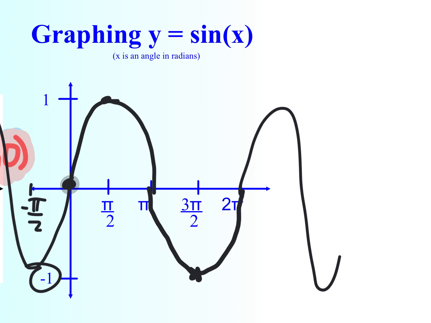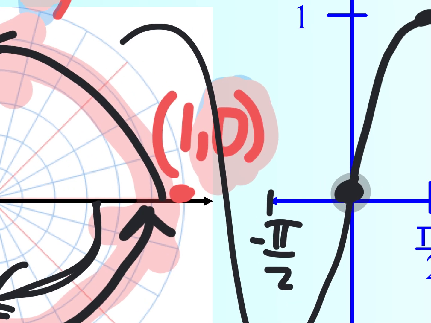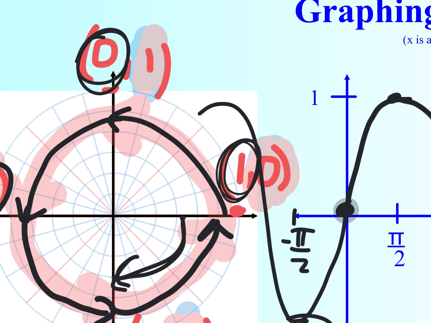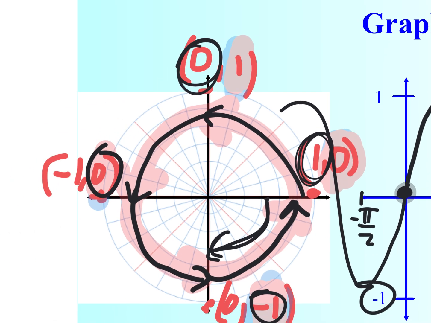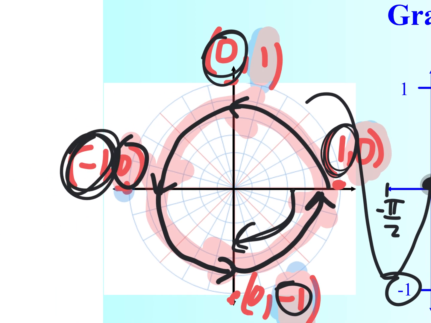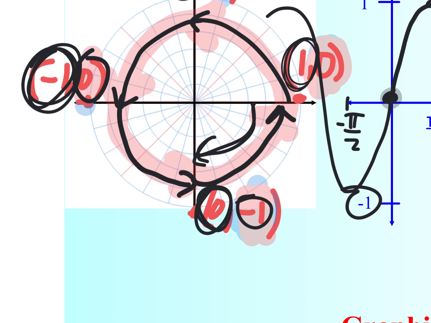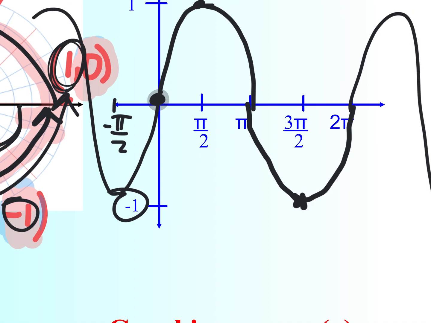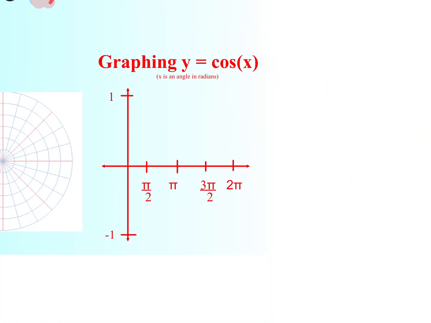We could do the same kind of thing for cosine. But cosine is the x values, and so cosine would start at 1 and then go to 0. And then cosine would go to -1, and then cosine would go to 0, and then it would go back to 1 again. Let me show you what that would look like.